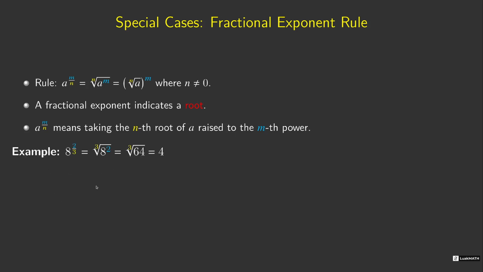Let's do some examples. 8 raised to 2/3. So using this method right here, I first exponentiate 8. So I raise 8 to 2, so 8 squared. And then I take the cube root of whatever I get. In this case, 8 squared gives me 64. And then I take the cube root of 64 to get 4.